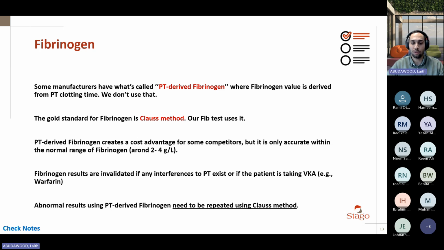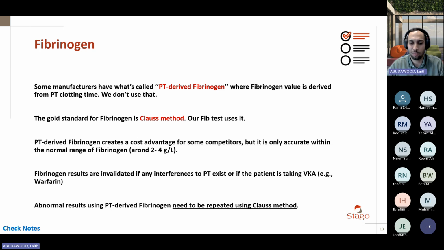But the Clauss method is: I dilute my plasma, I add a thrombin reagent. By the way, the liquid fib reagent is just thrombin, okay? So I dilute my plasma, I add thrombin to it, then based on the clotting time, I know the concentration of fibrinogen. This is the Clauss method. I don't use the PT reagent. The Clauss method is the gold standard for fibrinogen measurement. Now, Stago does not offer PT-derived fibrinogen. There are reasons behind that. They are out of the scope of this presentation. We use the Clauss method, the gold standard.